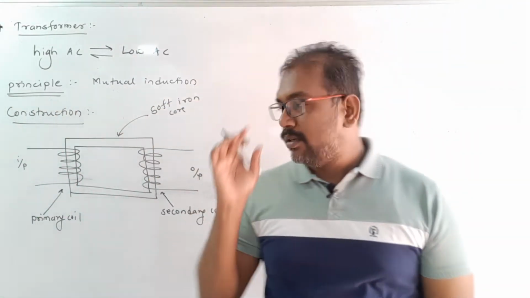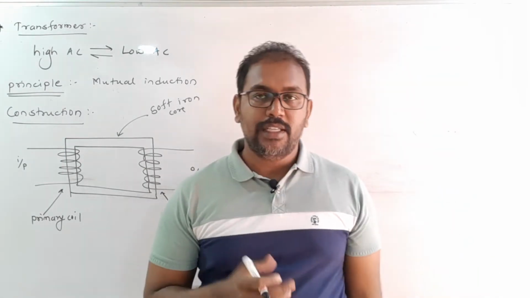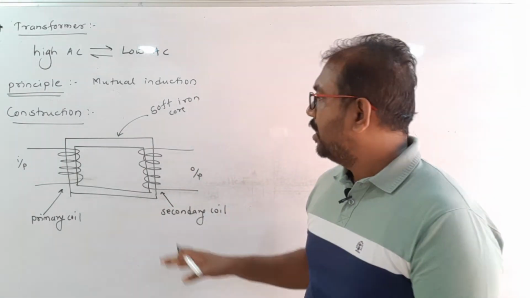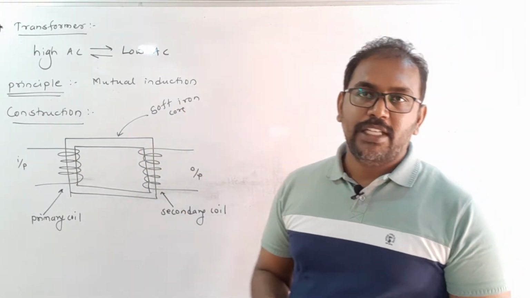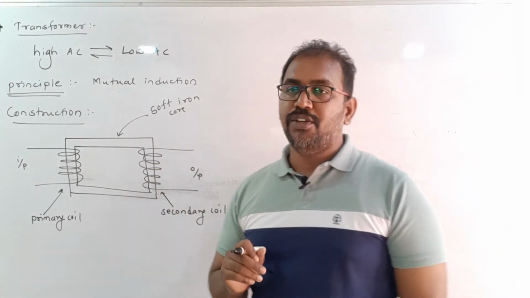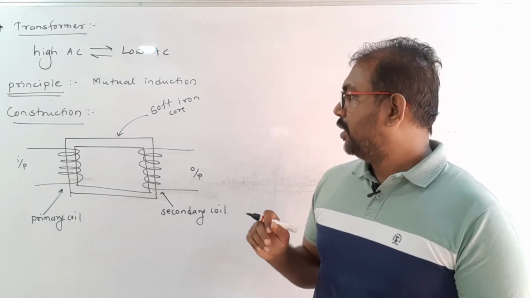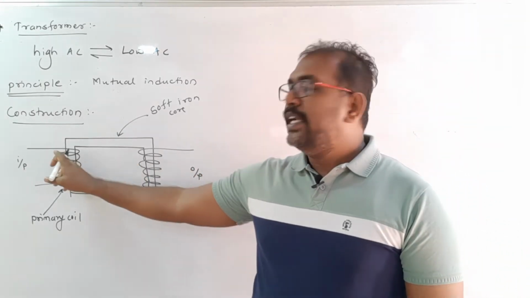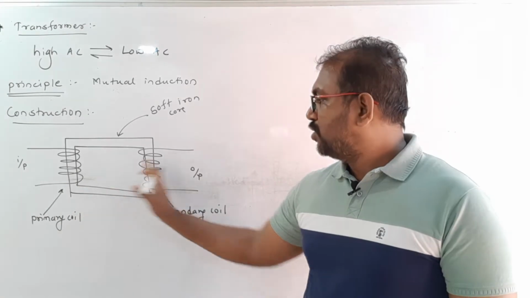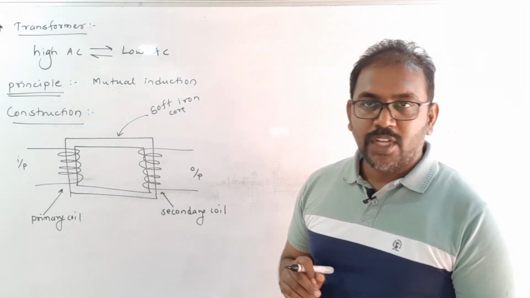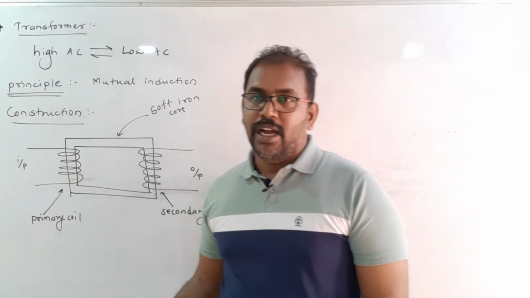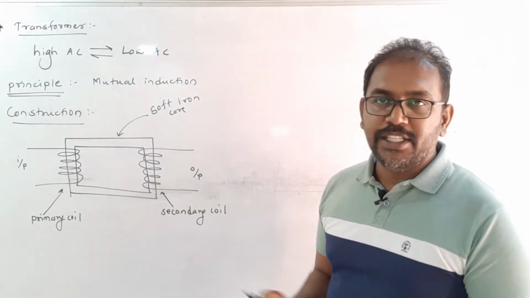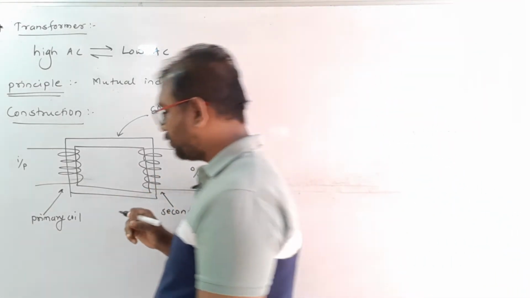So this is the construction. Let me tell you the construction again. A transformer consists of a rectangular soft iron core placed one above another, insulated from each other. The insulated copper wire is wound on its two opposite arms. The coil at which input is given is called the primary coil, and the coil at which output is taken is called the secondary coil.